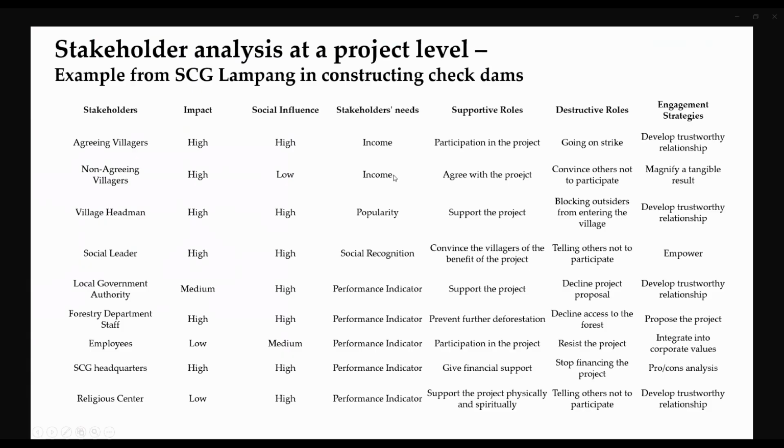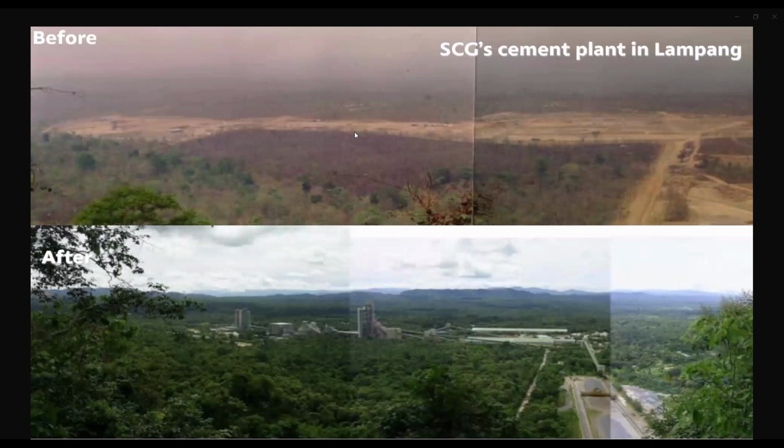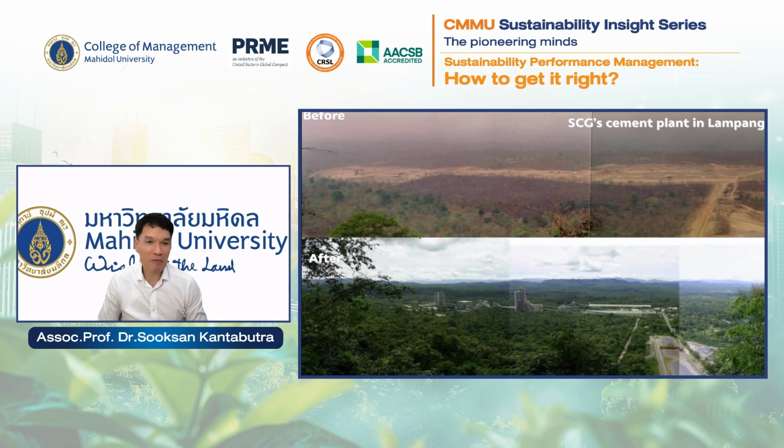So what they did was stakeholder analysis. Maybe I should give an introduction to this project first. The picture above is the before. This is the surrounding mountain around the cement plant in Lampang. Basically zero trees on the top of the mountain. It's a very dry area. And they did this project called the Check Dam project. At the end, it looked like the after picture, the one below. You see a lot of green forest.